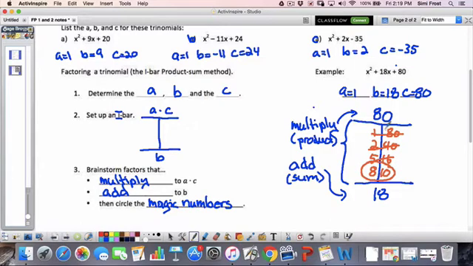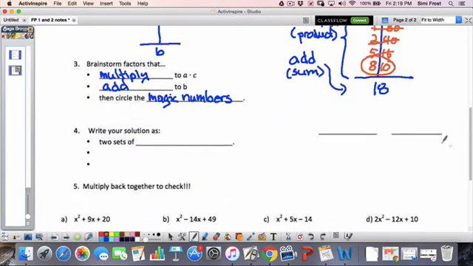Sometimes this process is going to be short, sometimes it's going to be long. You can use your calculator to guess and check all the different factors to see which ones work. And now we can write our solution. So our solution, you first write with 2 sets of parentheses.